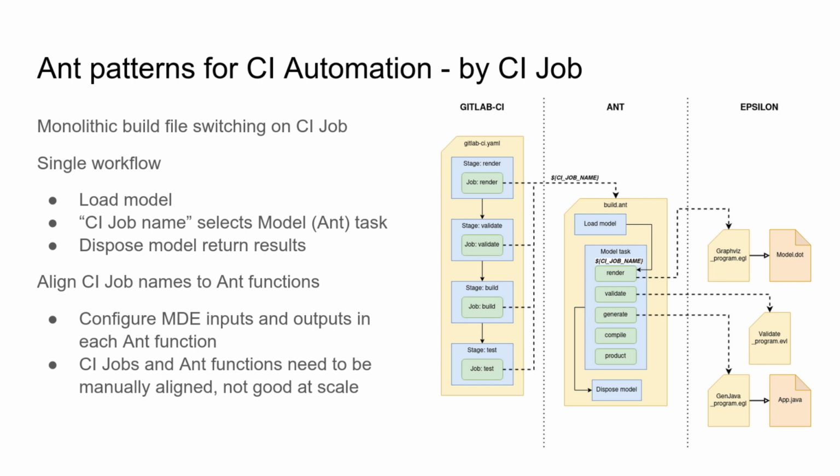As such, we propose a monolithic build whereby on a CI job name we could have an Ant build switch between the various tasks such that we only need one build XML file that can perform multiple Epsilon tasks by executing various different Epsilon programs. However, this does complicate the Ant build file by now requiring parameters to be passed in and for functions to then switch based on the parameters that have been passed. Our demonstration showed that the model tasks could be aligned to the CI job name, such that a job name would relate to a particular Ant task within the Ant build file.